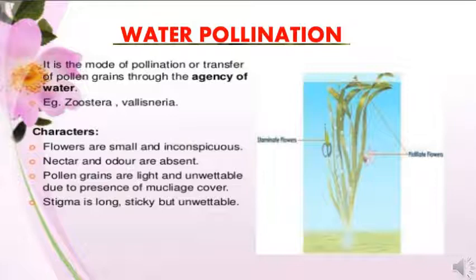Characteristics of water pollinated flowers. Flowers are small and light for floating. Male and female flowers are present on separate plants. Male flower detaches itself from male plant and floats on water surface. Pollen grains are produced in large number.